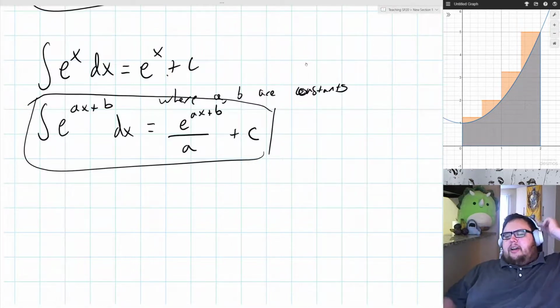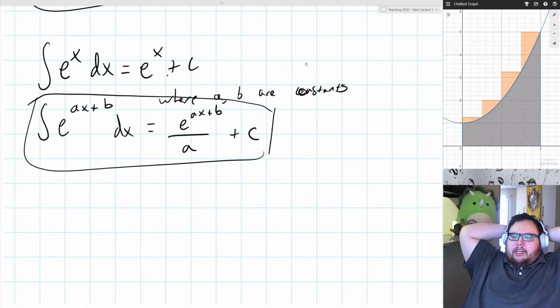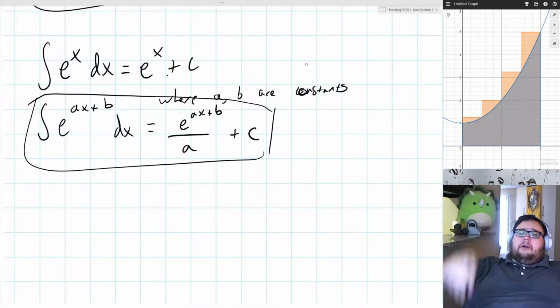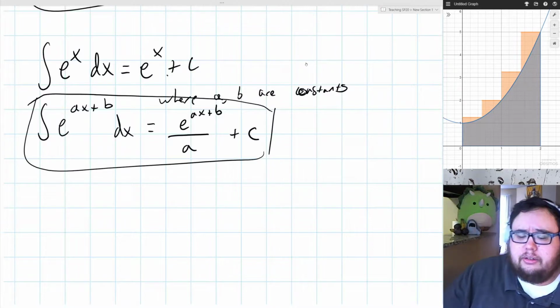This one doesn't come up that often, the expanded version of the e to the x rule, but just be aware that it is something that may show up from time to time. To me, this is an application of something called U substitution, which we may have time to get to in this class and we may not. But nevertheless, that's there.